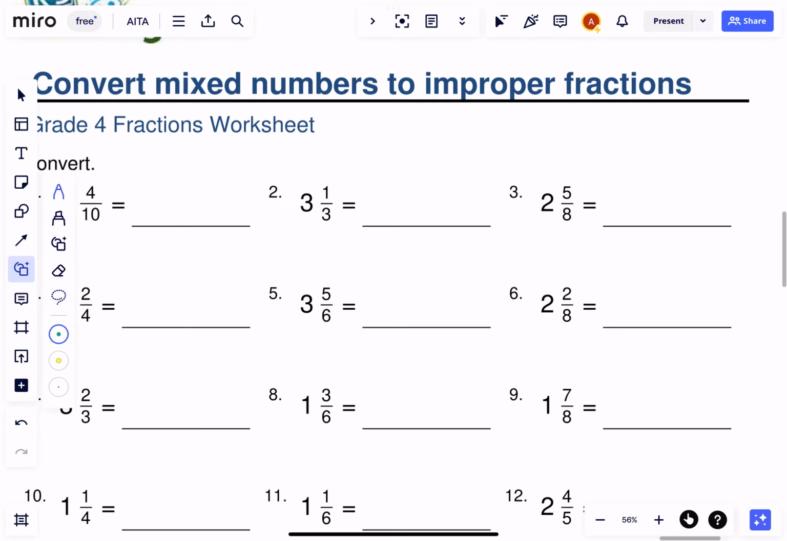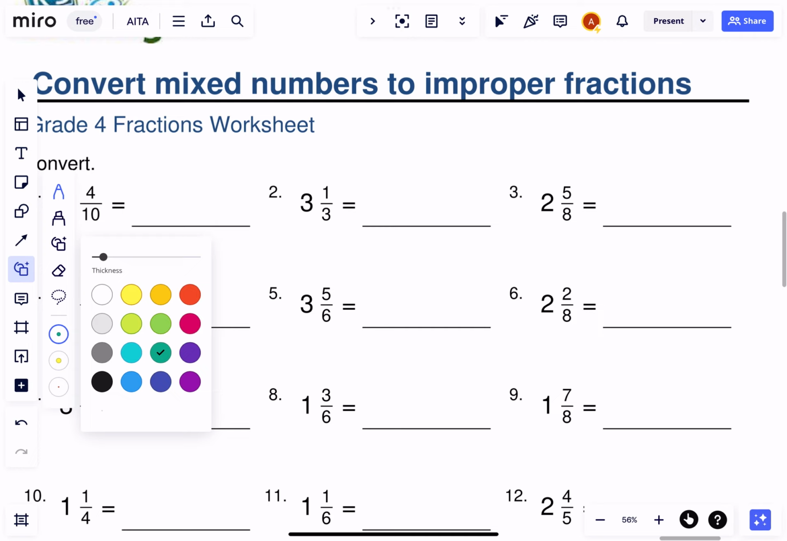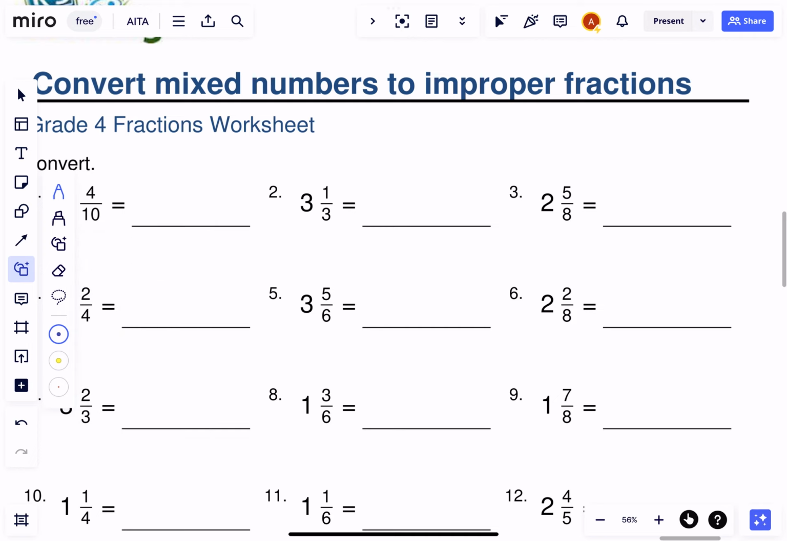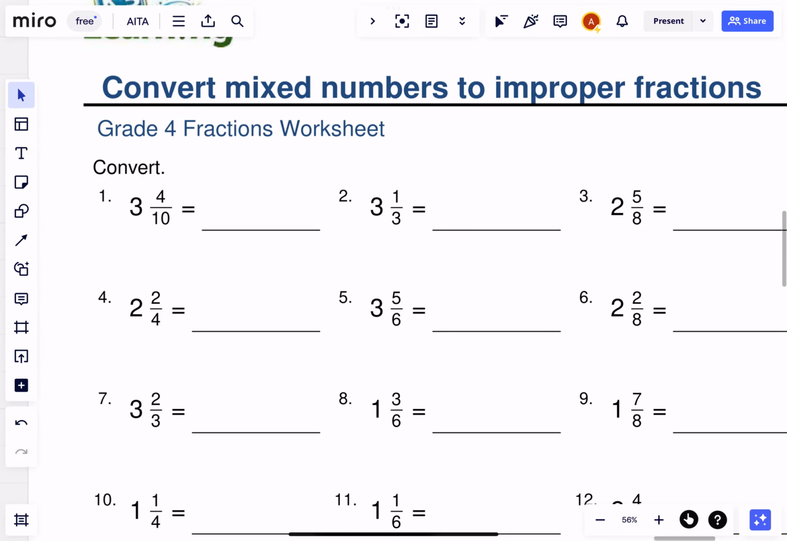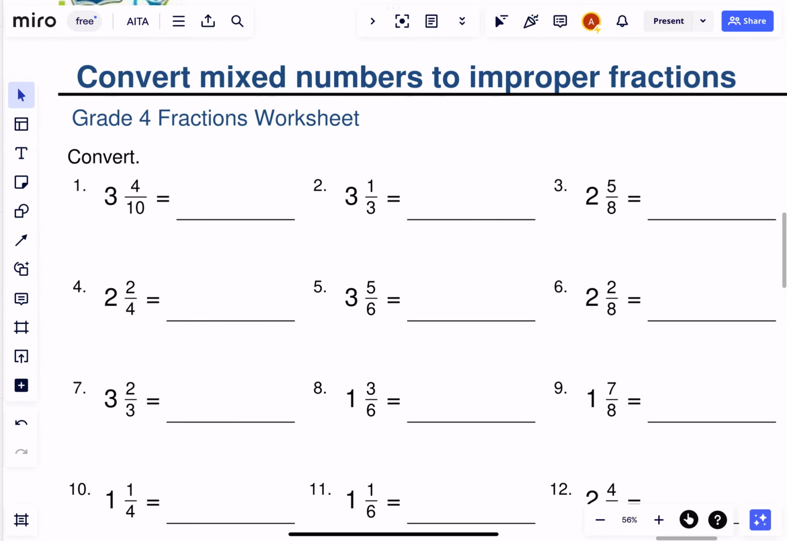Oops. Okay. So green is not my favorite color. Let's do this one. Okay. So we want to do this one first. We are doing question number 1.